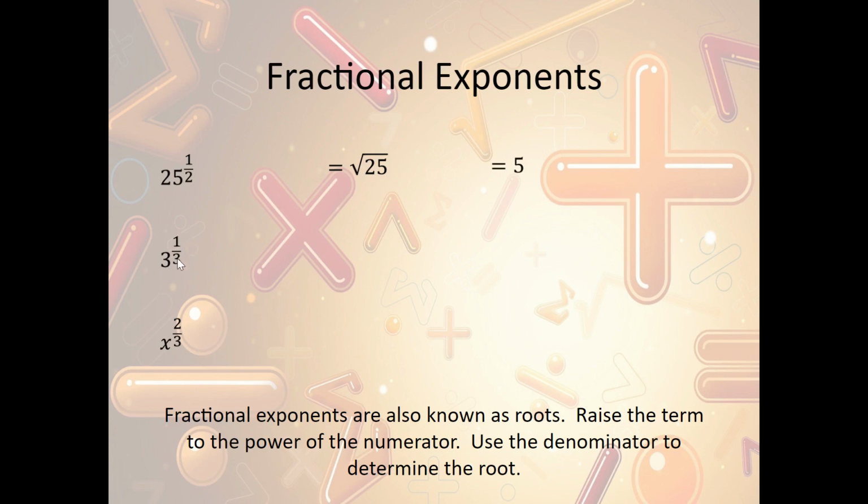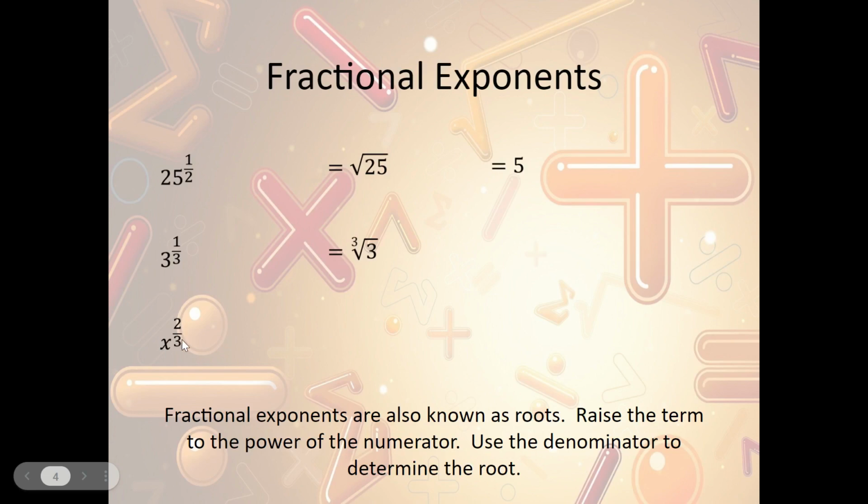We have 3 to the 1/3 power. So again, we're going to take 3 to the first, and we're going to find the cube root of it. Well, what times itself 3 times equals 3? Well, we should recognize that it doesn't come out evenly. There's no whole number that does that. So we're just going to leave it as cube root of 3.